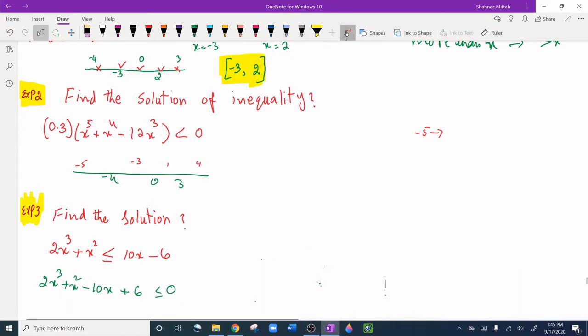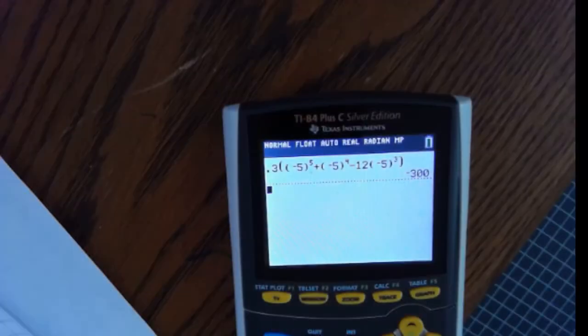So -5 is working. Now we're going to try -4. -5 works because I'm getting -300, less than 0. That's true. Now we're going to plug in -4 in the equation and see if -4 works. So let's go back to the calculator.